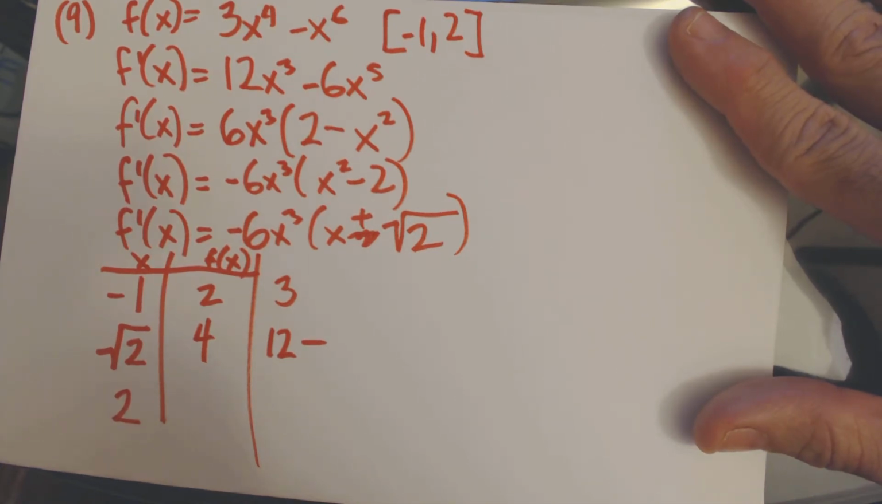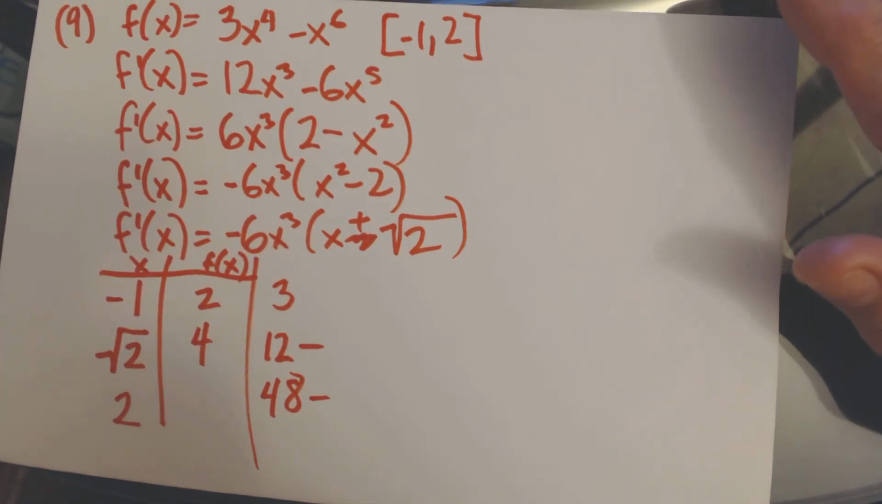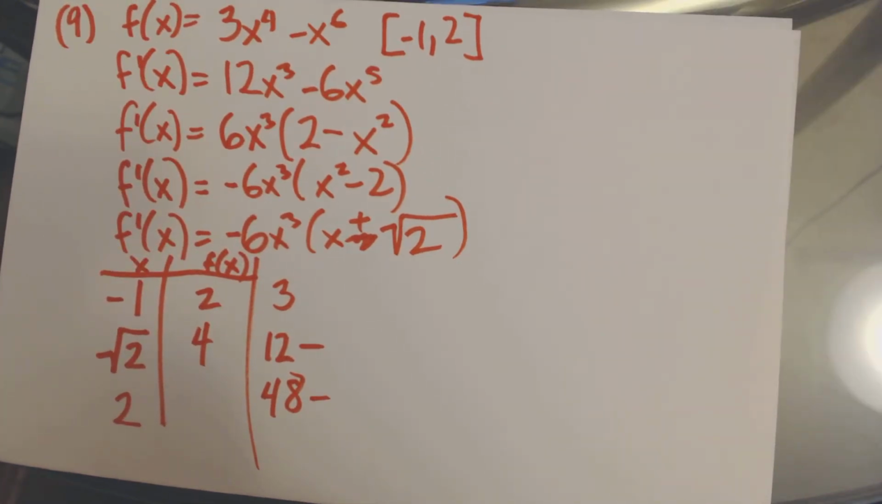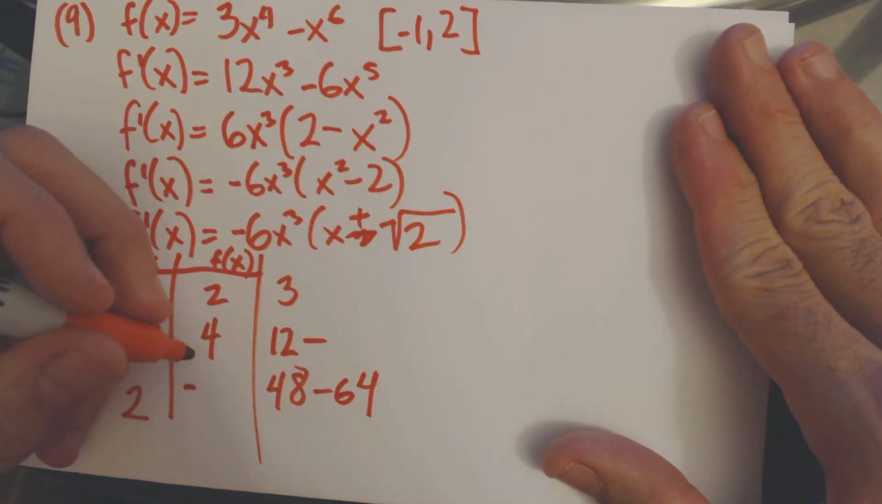And then finally, if we plug in 2, we're going to get 2 times 2 is 4, times 2 is 8, times 2 is 16, times 3 is 48. Minus 2 to the 6th power, which is 2 times 2 is 4, times 2 is 8, times 2 is 16, times 2 is 32, times 2 is 64. So that's going to give us negative 16.